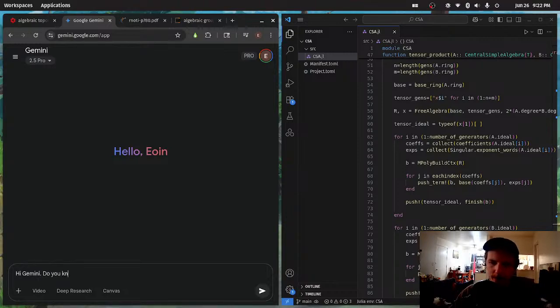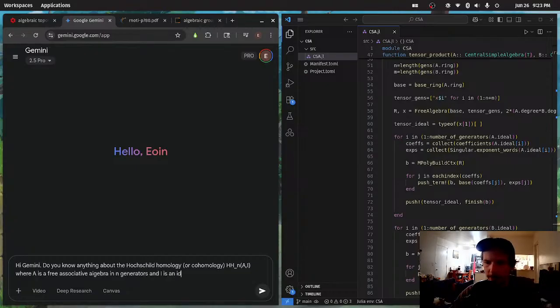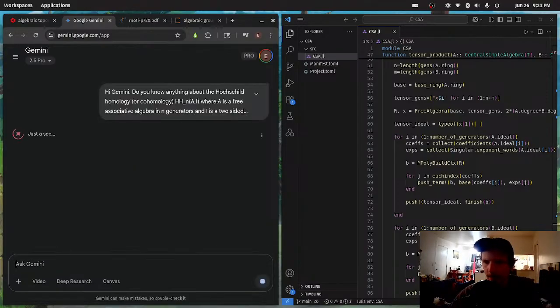Hi Gemini, do you know anything about the Hochschild homology or cohomology of HH_n(A, I), where A is a free associative algebra and I is an ideal? See if it says anything about this.